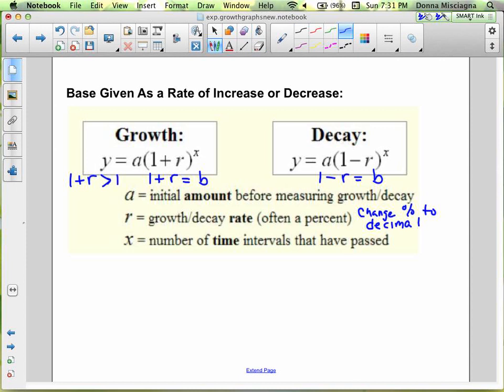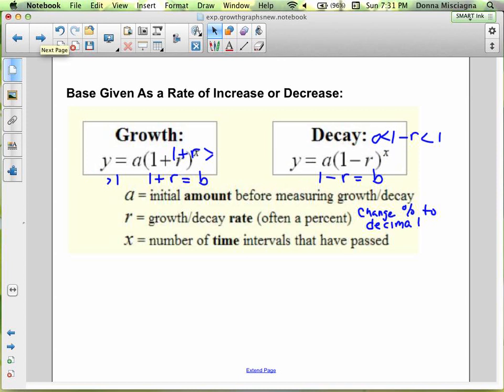Over here, 1 minus r is going to be, it'll still be greater than 0, but it will be less than 1, all right? So that's why this one is decay. I think I'm going to move this over a little bit. That's why this one is decay, and this one is growth.